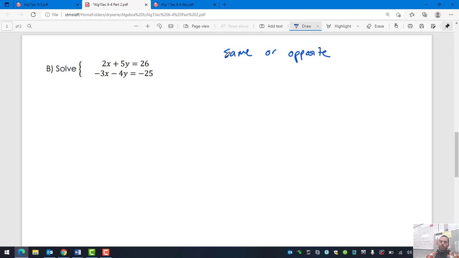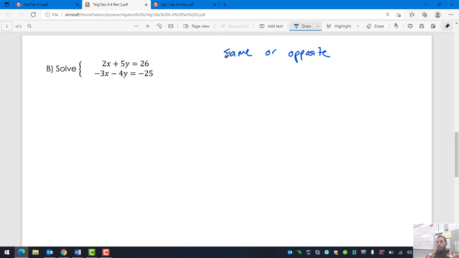So I look at both my pairs right now and I ask myself, do either of those have either the same or the opposite coefficients? I'm looking at 2 and -3. Okay, no, those are definitely not the same or the opposite. And I'm looking at 5 and -4. Okay, those are two completely different numbers. So I don't have either of these right now.